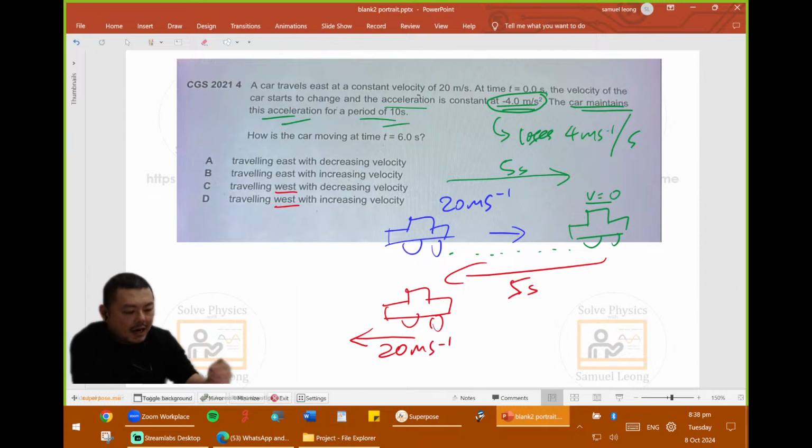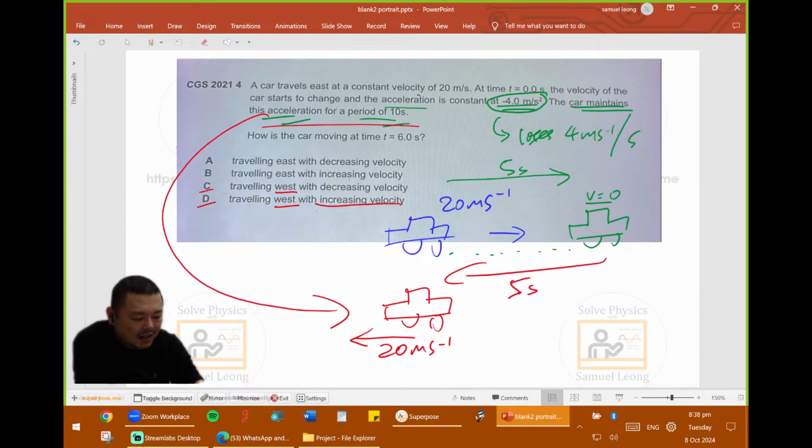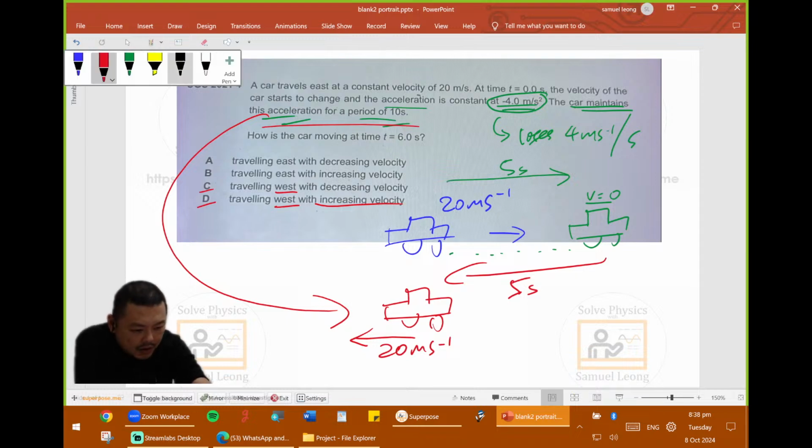But then they didn't tell us, oh, it's traveling west with a speed of 20 meters per second, right? So what should we choose? Either C or D. D, right? Increase. It says that it continues with this acceleration. Actually, it's not a very fair question because it didn't tell me that it continues this acceleration for a period of 10 seconds and beyond. Oh, no, no, sorry, I'm so sorry.